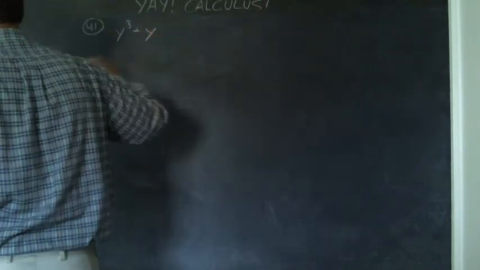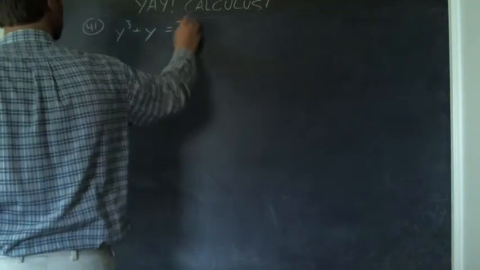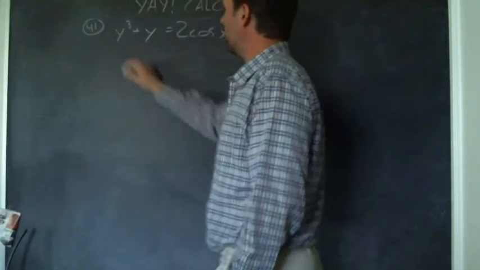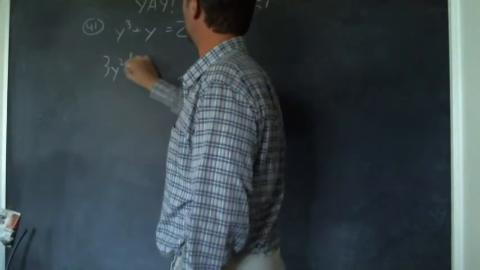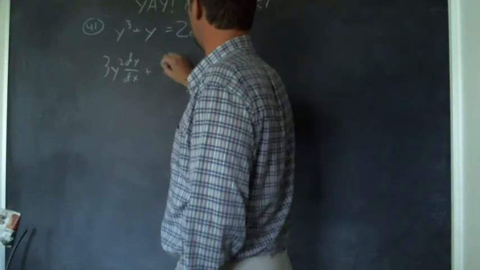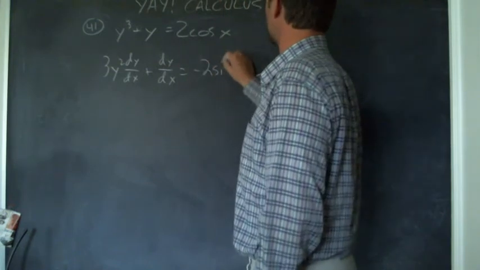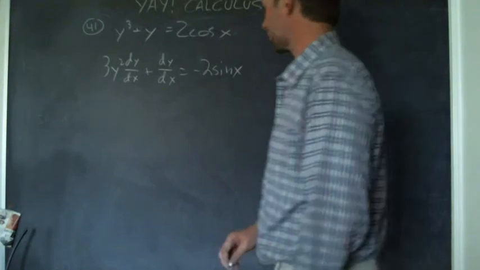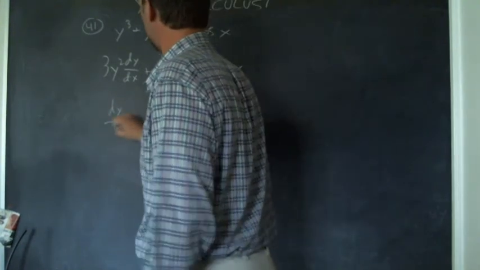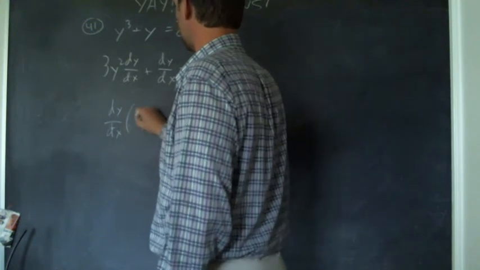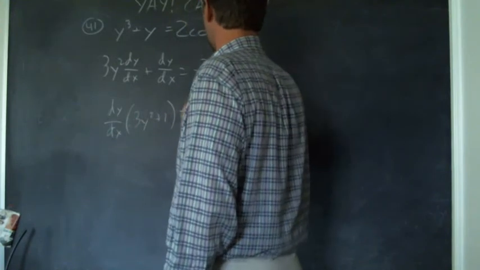Calculus, second half, problem 41. Find the second derivative of y cubed plus y equals 2 cosine x. We'll take the derivative. It'll give us 3y squared dy/dx plus dy/dx equals negative 2 sine of x. And so this is dy/dx, not equals 3y squared plus 1, negative 2 sine of x.